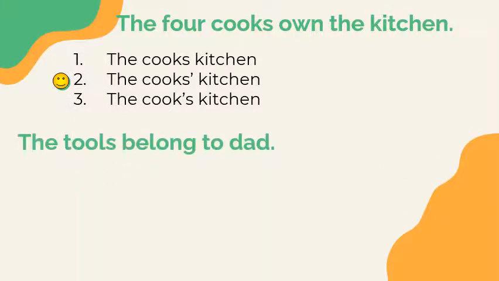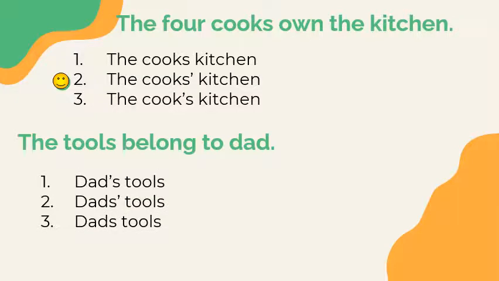Last example, the tools belong to dad. So dad is the owner, and dad here is one dad only. He's singular. So what should we do? We should add apostrophe then S. Dad's tools, then it's number 1, the correct answer.